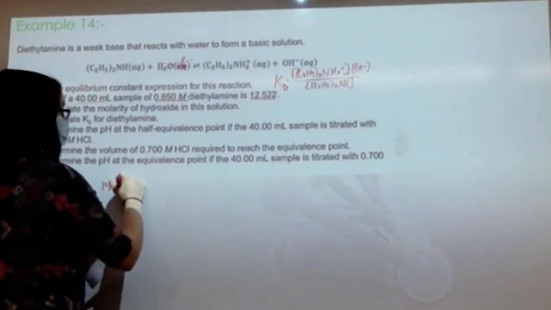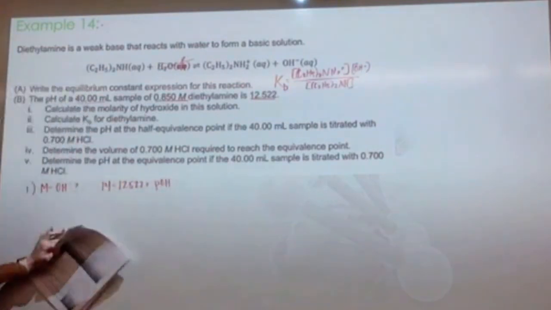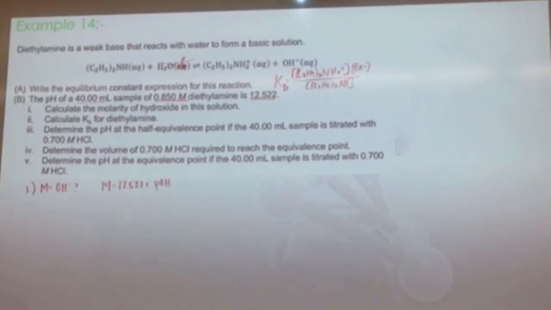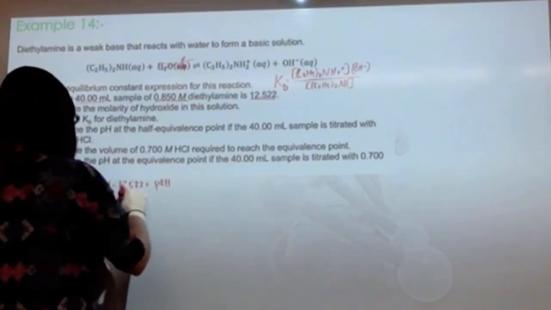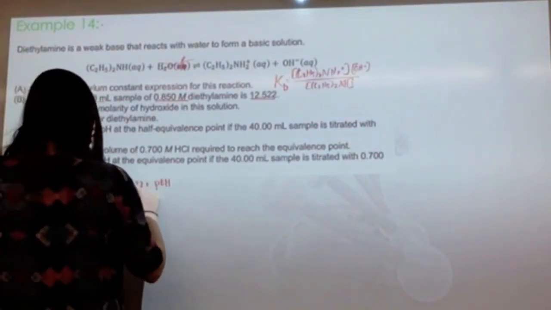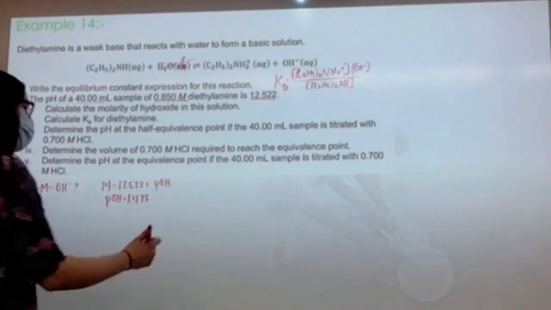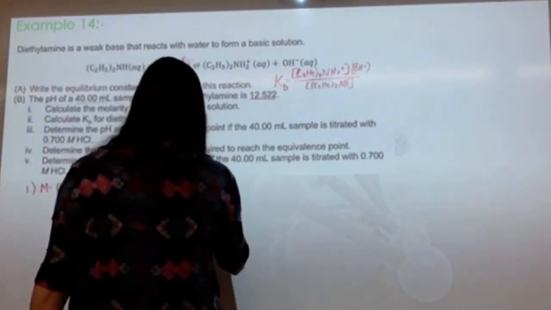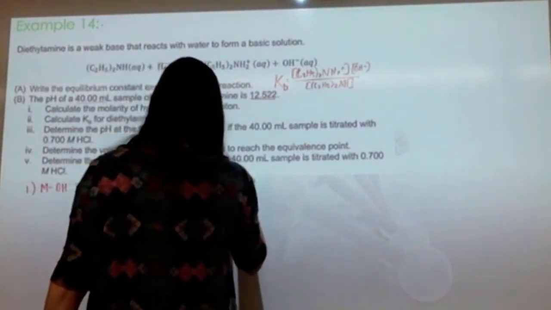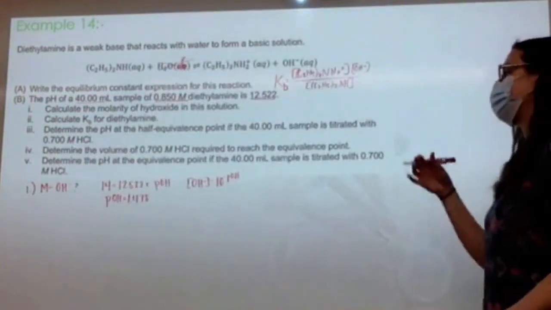So 14 equals 12.522 plus pOH. This is one way you can solve. And so pOH, if you subtract, is 1.478. If you know pOH, you know OH minus, because remember that the concentration of OH minus is 10 to the negative pOH. Just like H plus concentration is 10 to the negative pH.